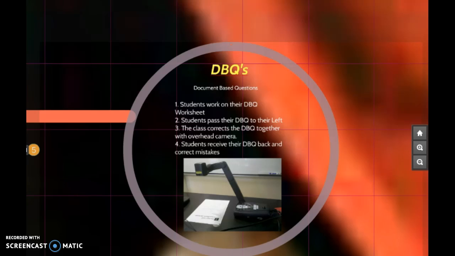After finishing, students will then pass the DBQs to the left, and the class will correct it together. I will place the answer key on the overhead using either a Ladybug, Elmo, Hawkvision, whichever the class may have. After correcting, students will receive their DBQs back, and they'll be instructed to correct their mistakes for homework and to return the DBQs the next day.